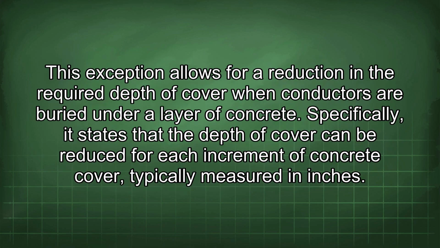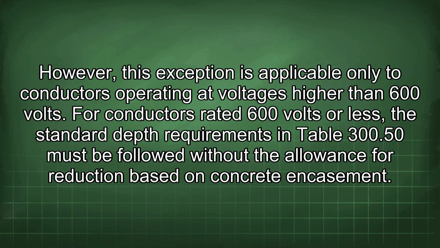This exception allows for a reduction in the required depth of cover when conductors are buried under a layer of concrete. Specifically, it states that the depth of cover can be reduced for each increment of concrete cover, typically measured in inches. However, this exception is applicable only to conductors operating at voltages higher than 600 volts. For conductors rated 600 volts or less, the standard depth requirements in Table 300.50 must be followed without the allowance for reduction based on concrete encasement.